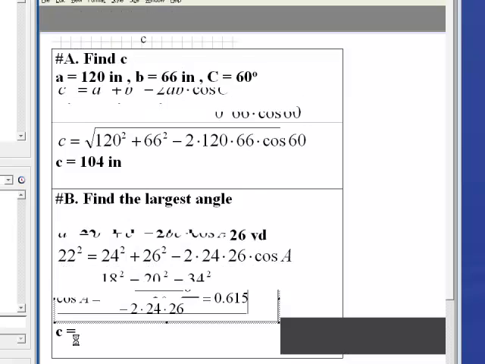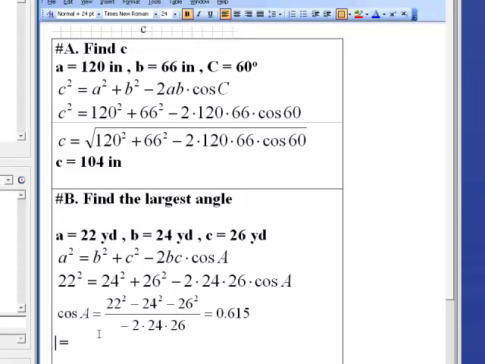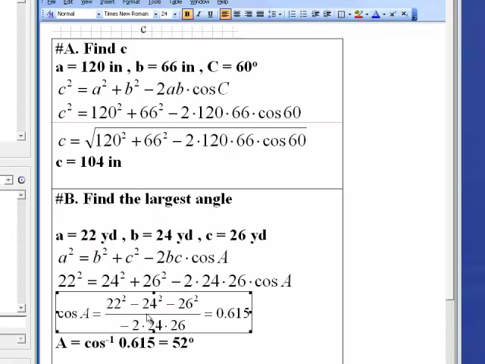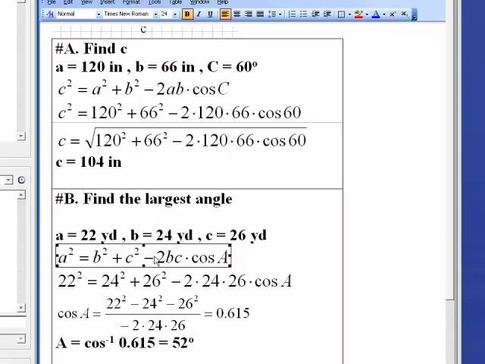Alright, so I'm going to have 0.615. I take the inverse cosine of that, so A equals inverse cosine of 0.615, and that comes out to 52 degrees. Whoops, all I wanted was actually my degree symbol here. Okay, well, we have to do it again. So we're going to do, this time, B perhaps.